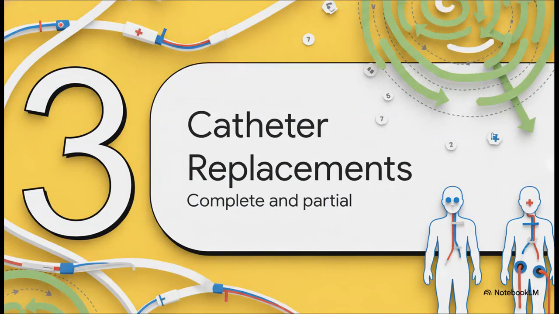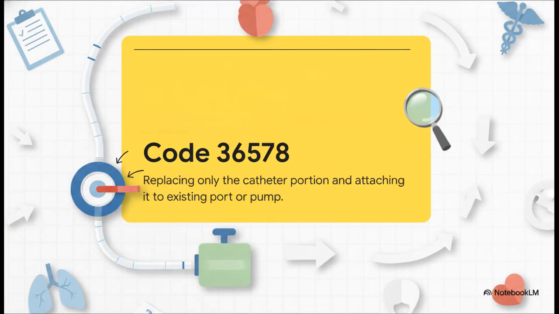Okay, Section 3, Navigating Catheter Replacements. We're getting into the thicker part of the maze now. This part of the CPT maze is definitely denser. We're looking at 7 different codes just for the complete or partial replacement of a central venous access catheter or device. Now, a quick rule of thumb before we get too deep. If a catheter is yanked out and a new one is placed through a completely different access site, you do not use a replacement code. You code the removal, and then you code a brand new placement.